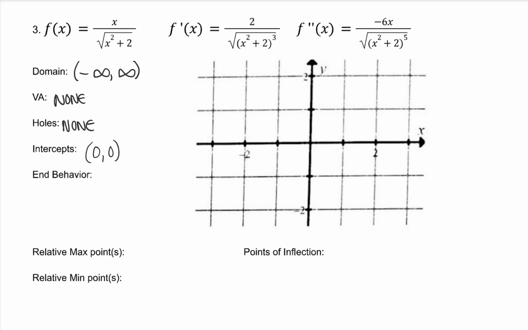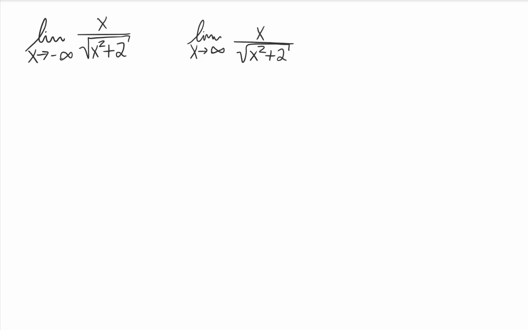To find end behavior, we're basically asking ourselves, what is the limit of f of x as x approaches negative infinity and as x approaches positive infinity? When determining limits as x approaches negative infinity or positive infinity, we only care about terms of highest degree in the numerator and the denominator. That would be the x in the numerator and the square root of x squared in the denominator. We can simplify x over square root x squared to be x over absolute value x.